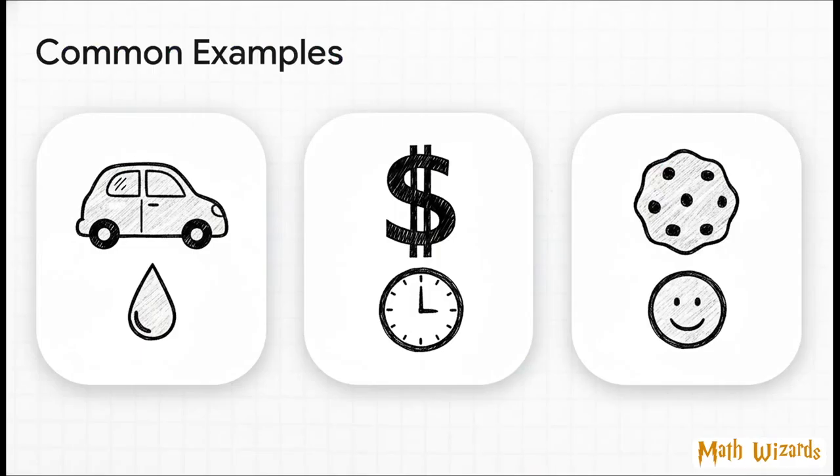And you see this everywhere in real life. I mean, think about it. Your car gets a certain number of miles per 1 gallon. Your job pays a certain number of dollars per 1 hour. See, in all these cases, we're just figuring out the amount for one single thing.